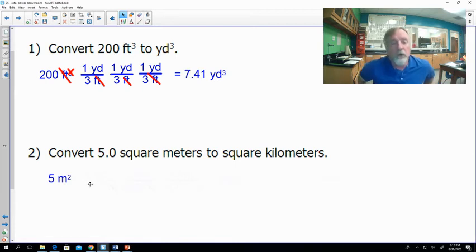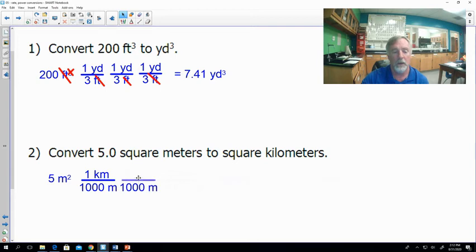Well, which of those terms goes on the bottom, the 1 kilometer or the 1,000 meters? We start with meters here, so we better put our meters in the bottom so we can get it to cancel out. All right, so there's one of them, but we have meters squared, so we better do it another time. There's our 1,000 meters. All right, and we're going to come back.